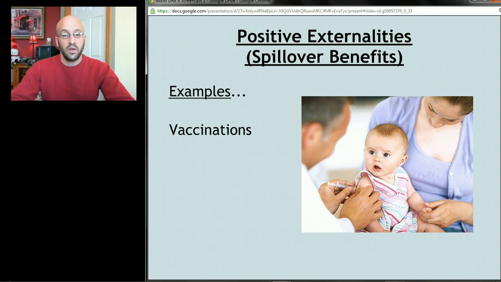So an example of that might be vaccination. If you get a measles vaccination when you're a baby, you're helping yourself, but you're also helping other people. There's a positive externality involved because you're less likely to spread measles to other people.